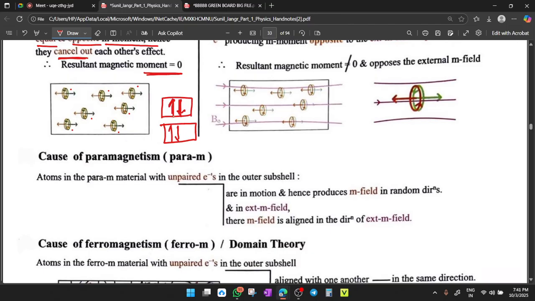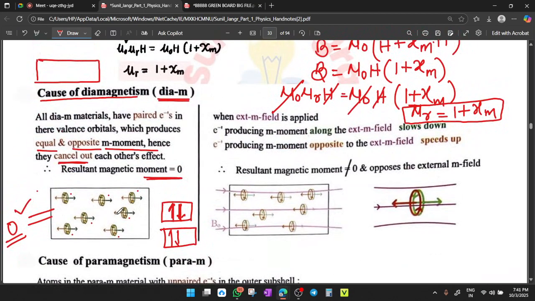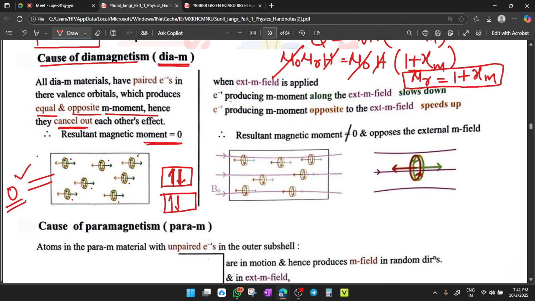Beta, as they are spinning in opposite directions, they will produce equal and opposite magnetic moments. So the net magnetic moment is equal to 0. Clear? So when no magnetic field is applied, the magnetic moment is equal to 0. Clear, beta? When an external magnetic field is applied, then what happens?